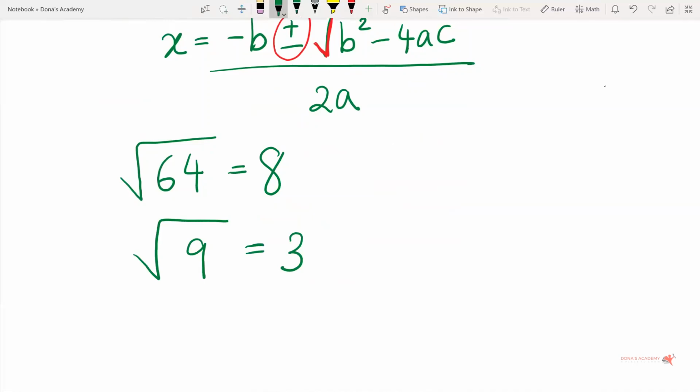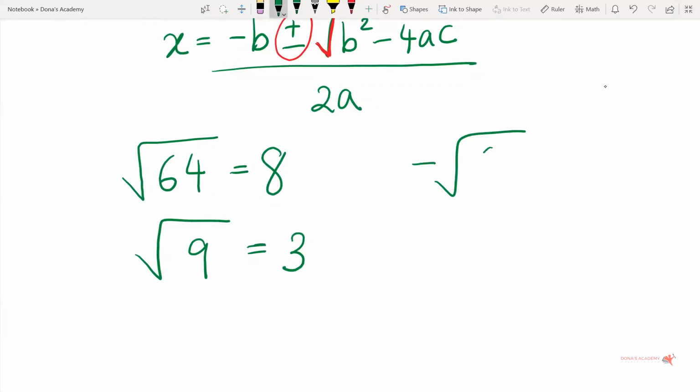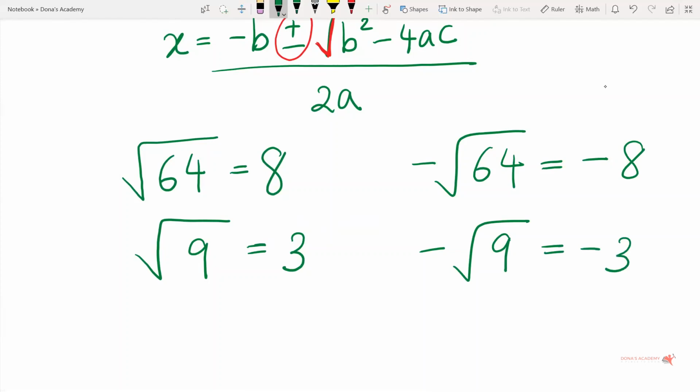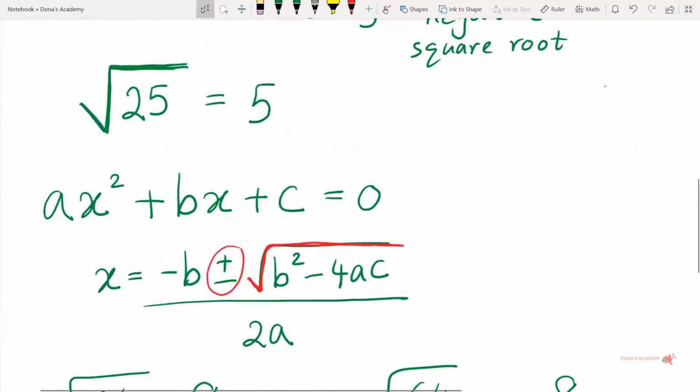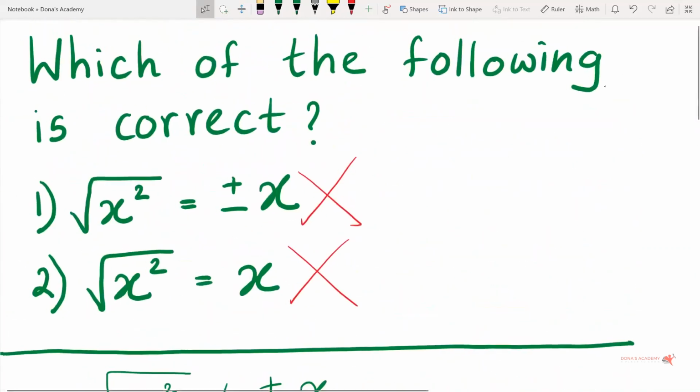And if you want to write the negative square root, then you have to put a negative sign in front of the number. Then it is negative 8. Negative square root of 9 means negative 3. All right, now I think the first one is clear. This one is now okay.